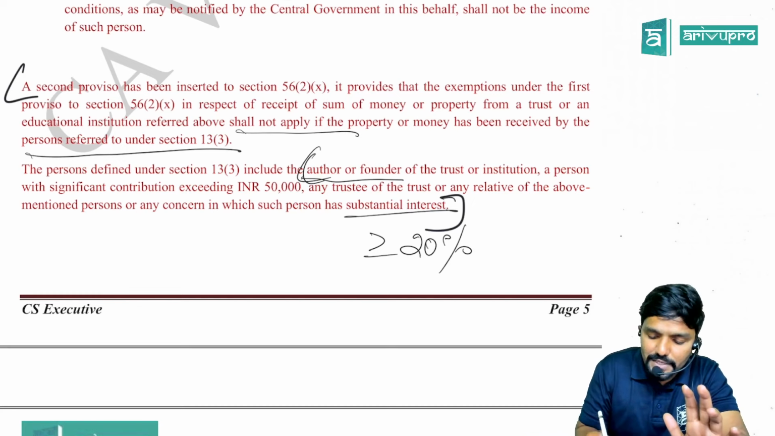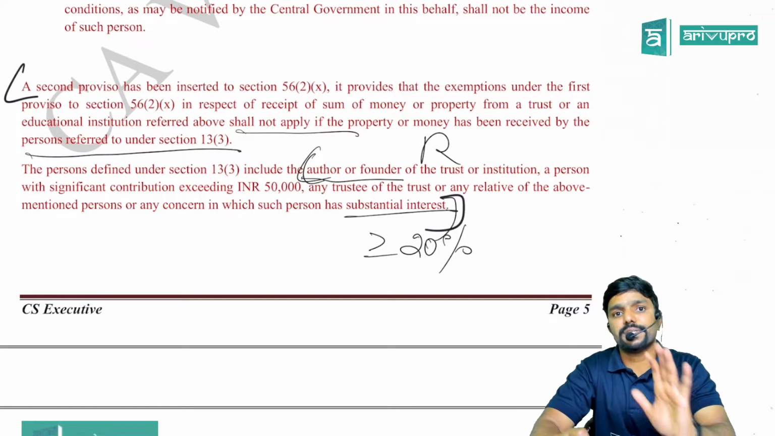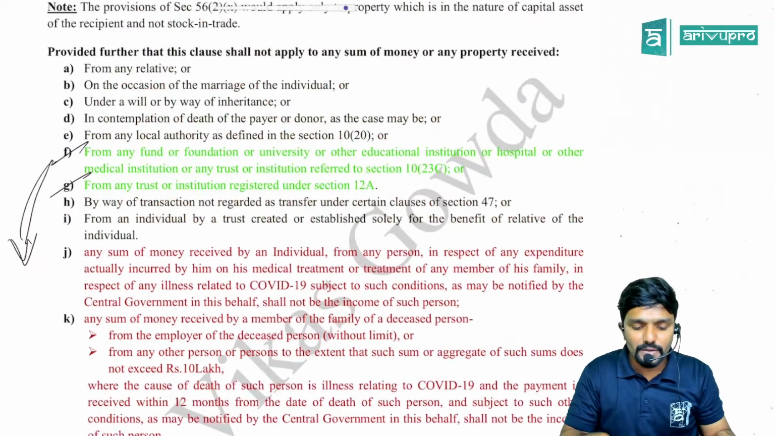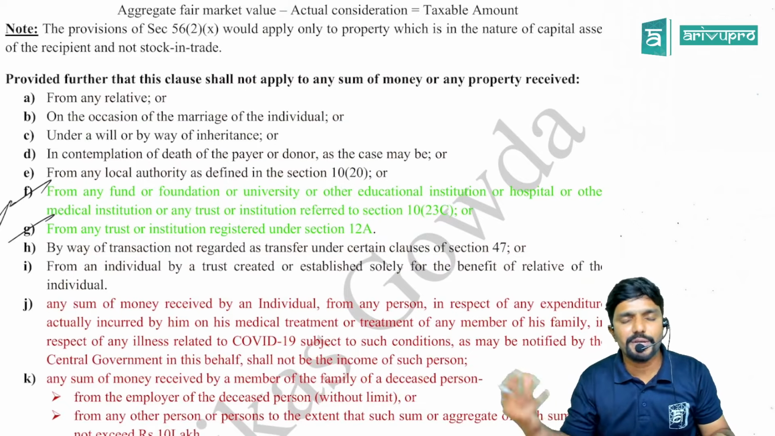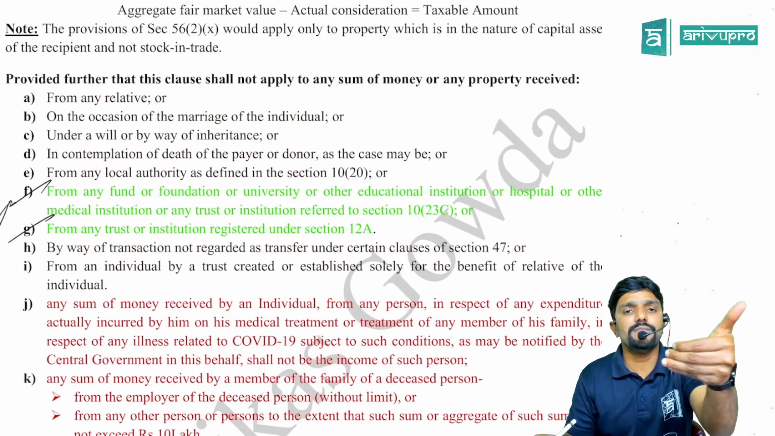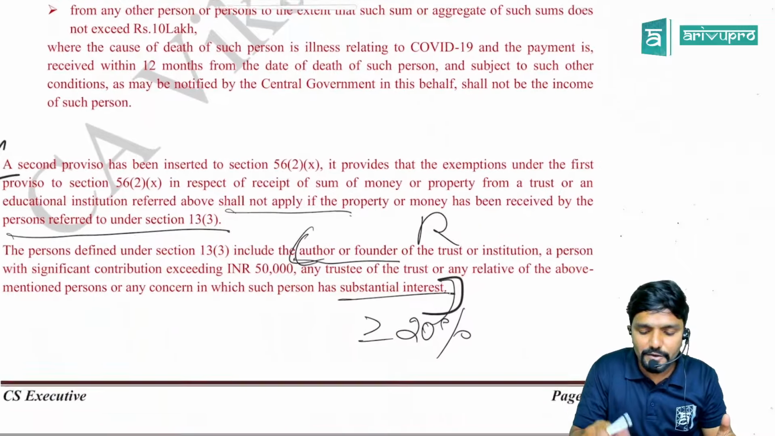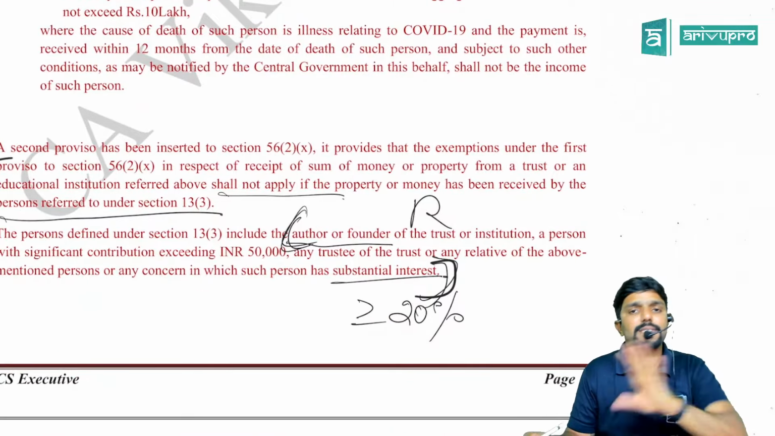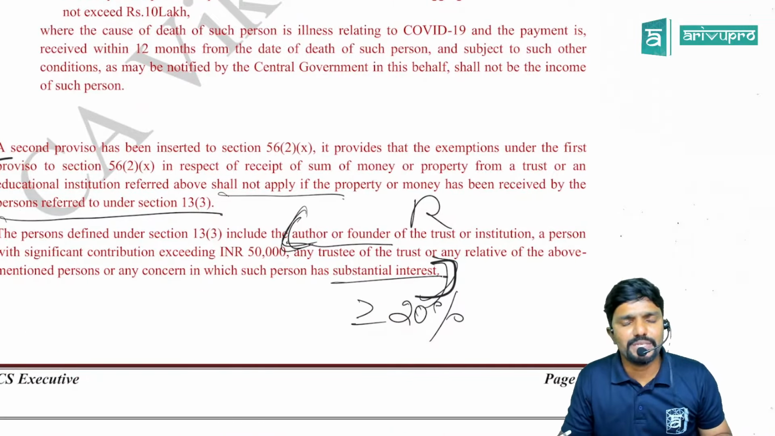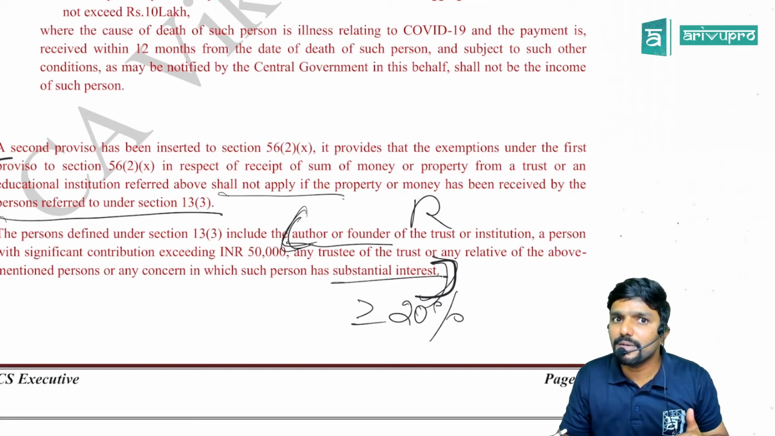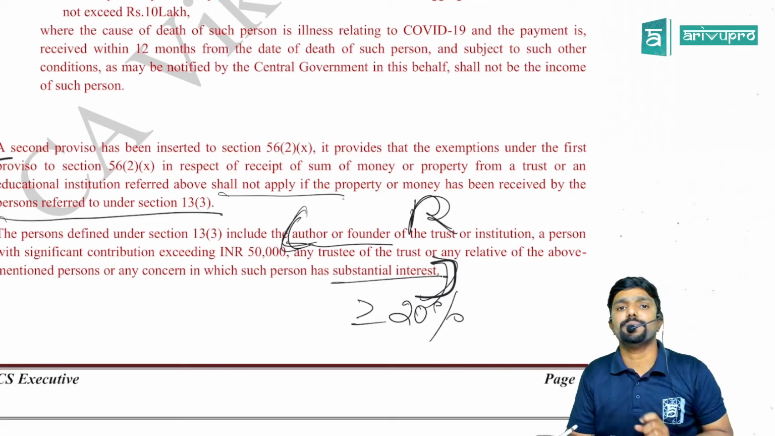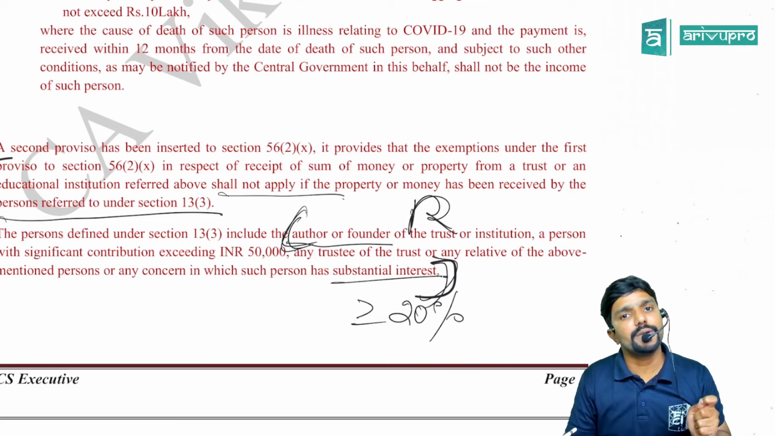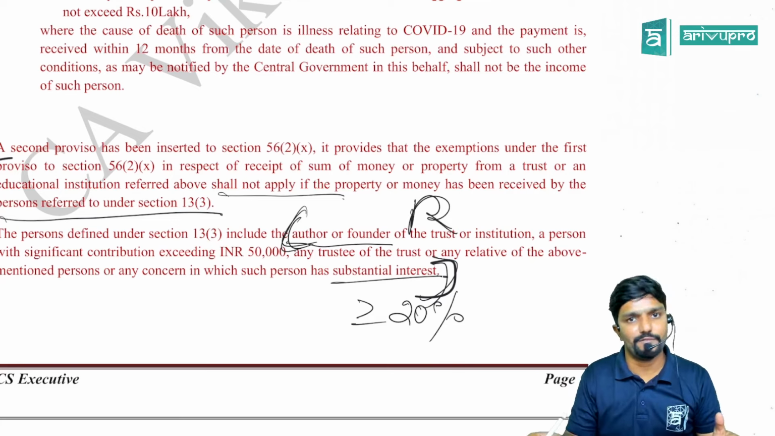If these people are the receivers or recipients, and who are the givers? The givers are like fund, foundation, university, trust, hospital, educational institution. They are the ones who are giving the gift, and the receivers are the following people. Then the exemption is not applicable. Exemption is not applicable means, sir, will it be taxable in their hands? Yes, in the hands of the recipients, it will be taxable as per section 56(2)(x), depending upon the value of the gift, guys.